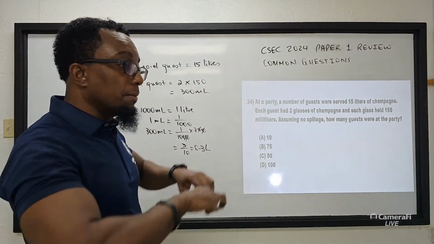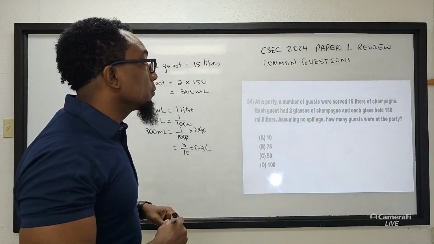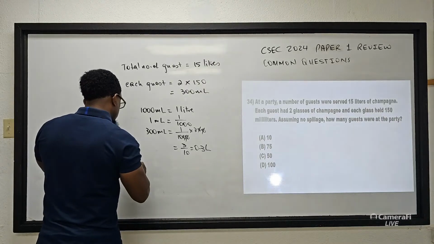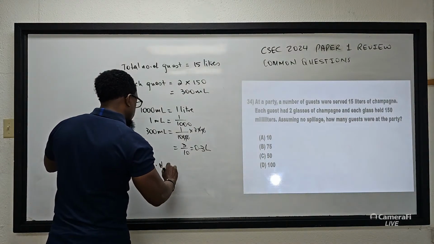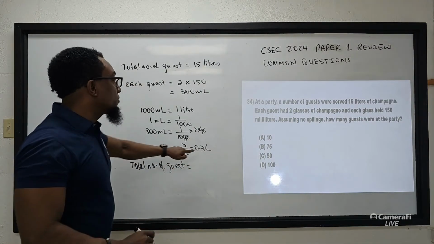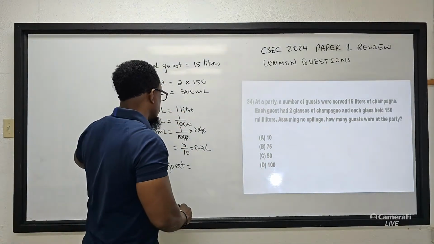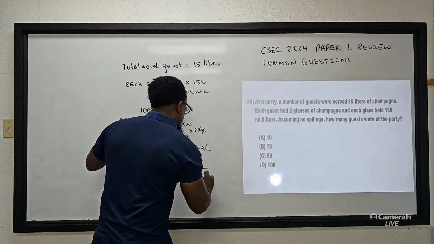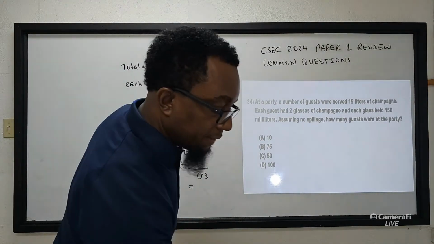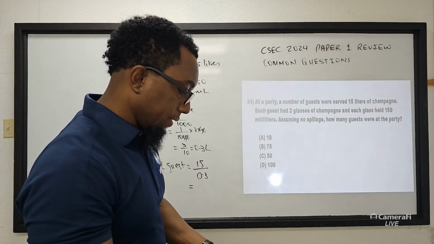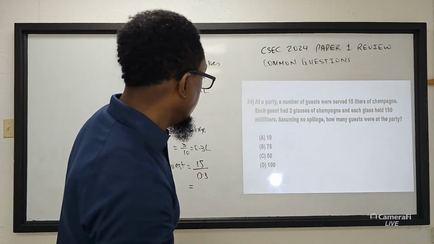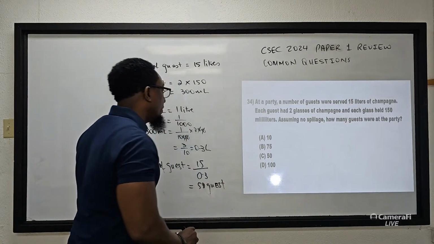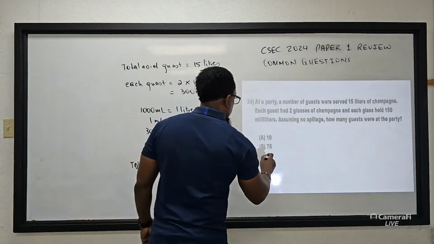And if the total amount of champagne served to your guests was 15 liters, then the total number of guests will be to divide 0.3 liters into your 15 liters, that's 15 divided by 0.3. When we divide 15 by 0.3, that will give us 50 guests. So 50 guests, which will be C.